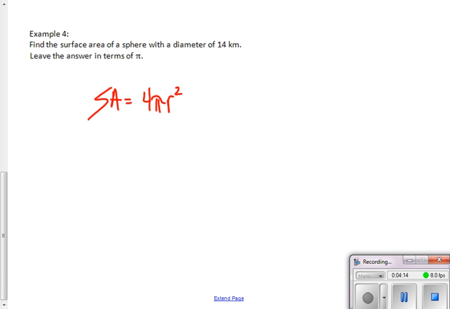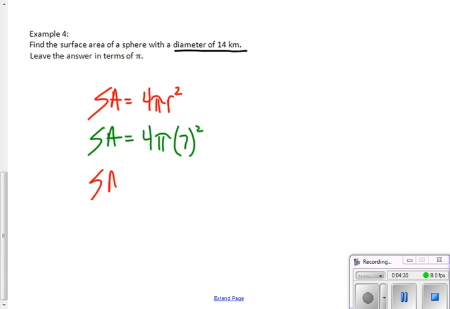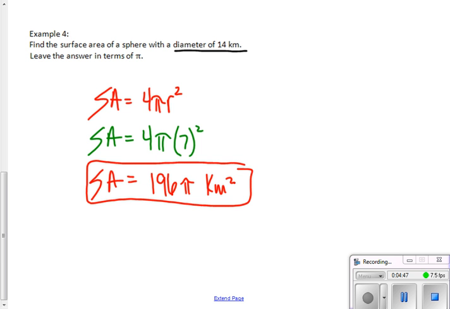Example 4, start off with the equation. Use the substitution. We need to substitute in for our radius. We know that the diameter here is 14. So in for our radius, we should substitute in 7. Following our substitution, do our calculation here. And we have the surface area equals, well, we'll take care of your exponent here. 7 squared is 49. 49 times 4 would give us 196 times pi. And this label would be kilometers squared. So that would be the surface area of that sphere.